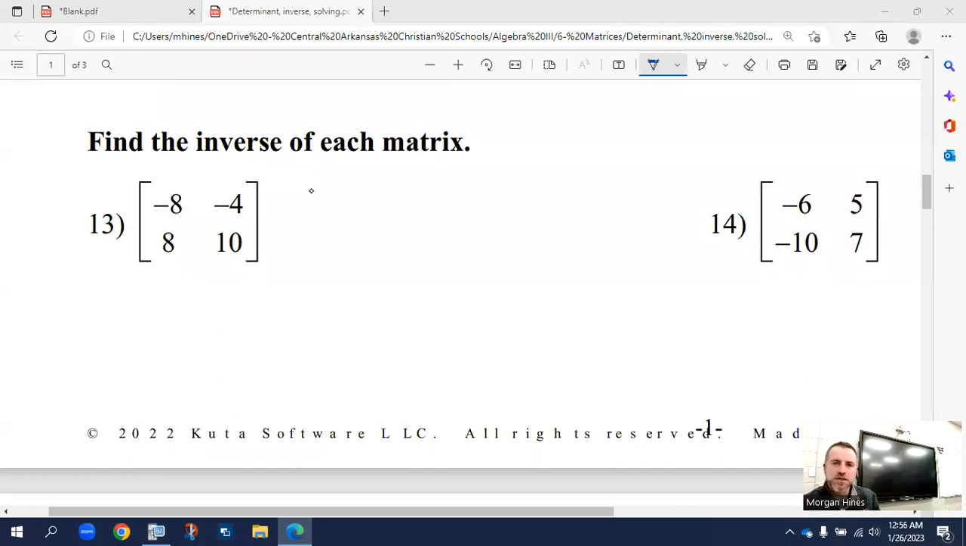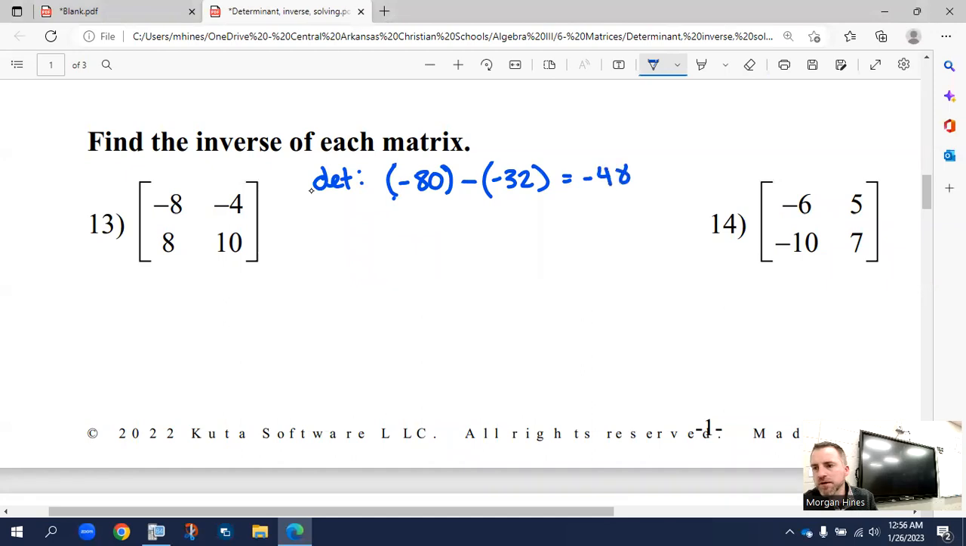All right, let's use number 13 to find the inverse of this one. First step in finding an inverse is to find the determinant. So we need to find the determinant of this matrix. The way we do that, we do negative 8 times 10, which is negative 80, minus negative 4 times 8, which is negative 32. That's just negative 80 plus 32, which is negative 48.